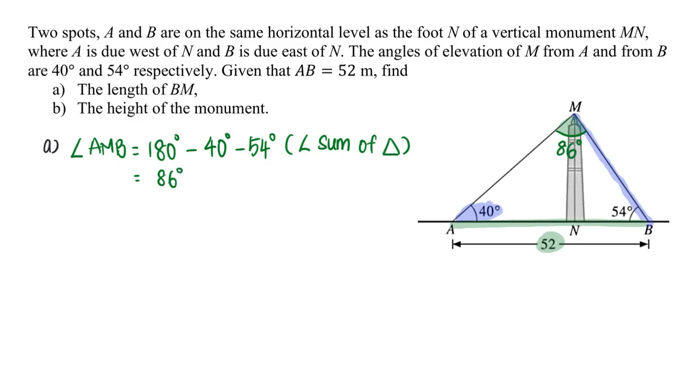Now that I know this is 86 degrees, I will be able to tap on my knowledge of sine rule. Sine rule states that BM over sine 40 degrees is equal to 52 over sine 86 degrees. Once I have this, I will be able to find my BM pretty straightforwardly, because I just need to multiply sine 40 degrees on both sides.